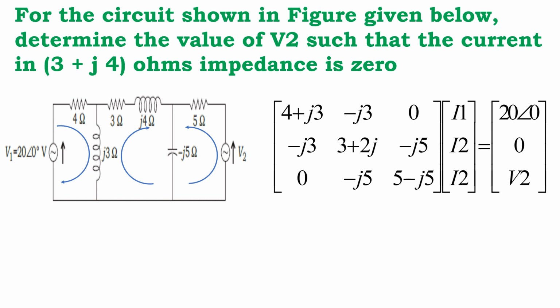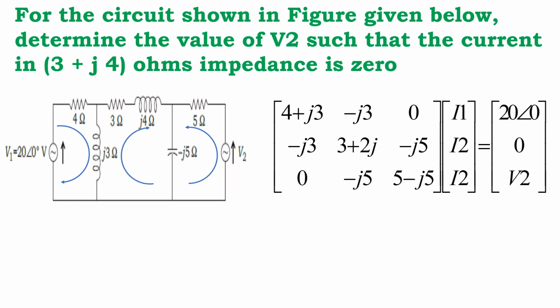So this is another problem, the third problem. Instead of finding out the current, we have to find out the unknown voltage V2. This is the unknown voltage V2. This is a very important problem. In most university question papers, you can find this type of problem. So we'll see how to solve it.